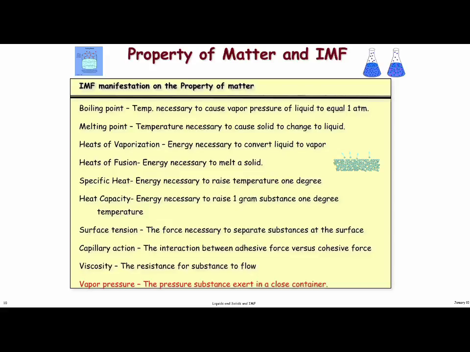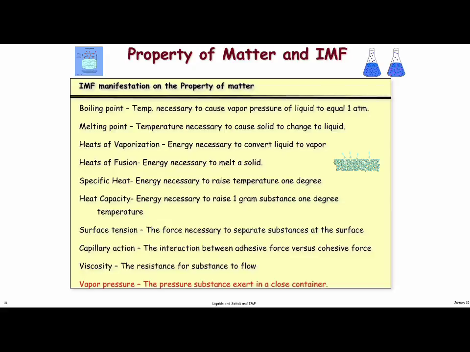Heats of vaporization, that's how much energy you need to put in to get a liquid into the gas. Again, if the chemicals are strongly attracted to each other, then it'll take more energy to separate them into the gas phase. Heats of fusion, that's the amount of energy that you need to take a solid into a liquid state. And again, the more efficient those chemicals are in grabbing each other, the more energy you need in order to separate them and cause them to melt.